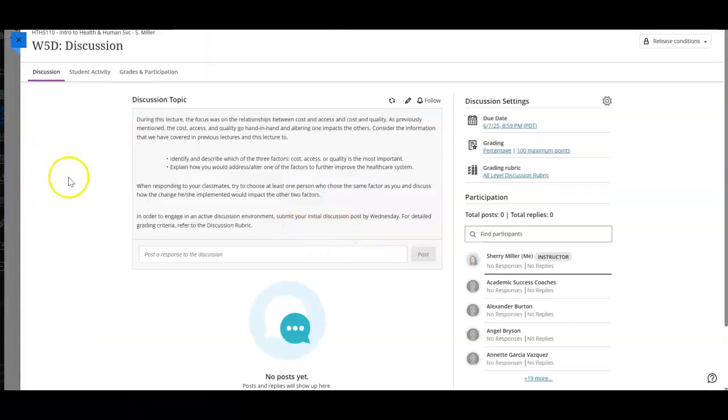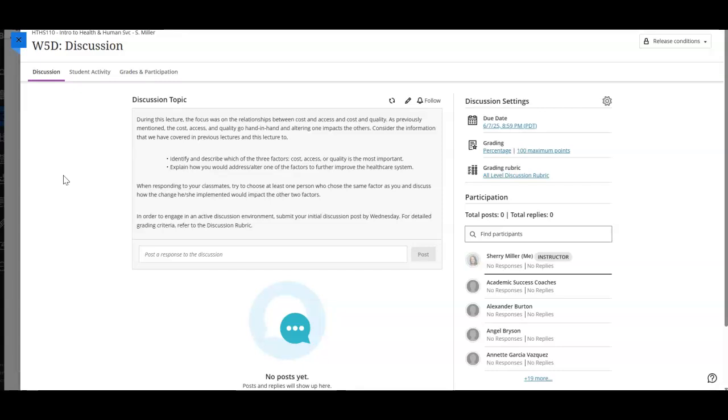During the lecture, the focus was on the relationships between cost and access and cost and quality. And as we have previously mentioned, cost, access, and quality go hand in hand, and altering one impacts the others. And that is what we call the triangle, right? So if you change one of those three elements, it's going to impact the other two. So it is a very careful balancing act.